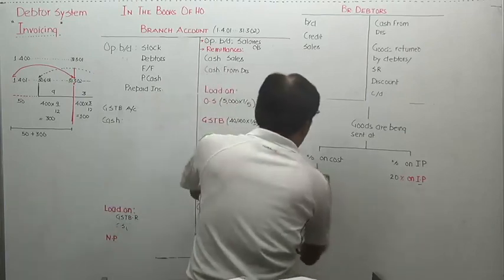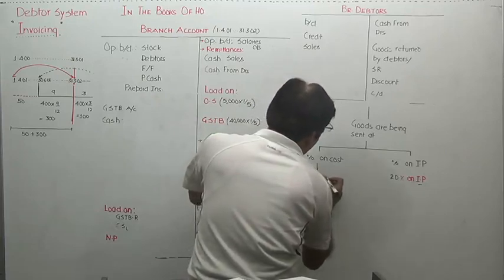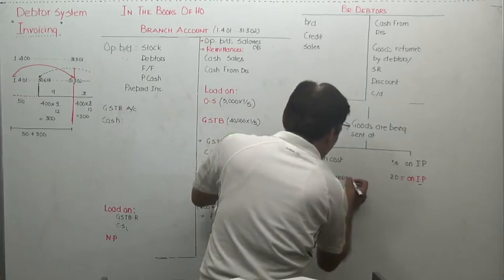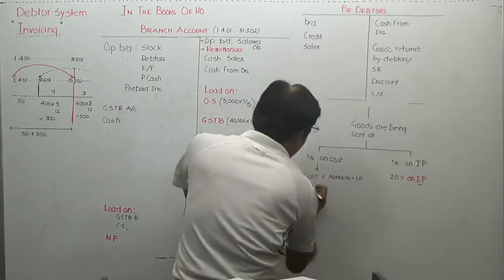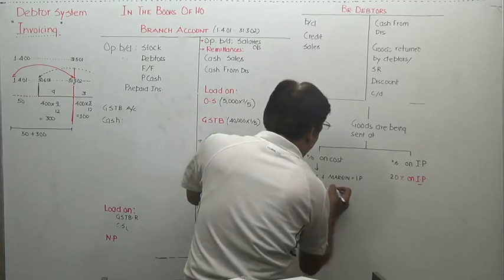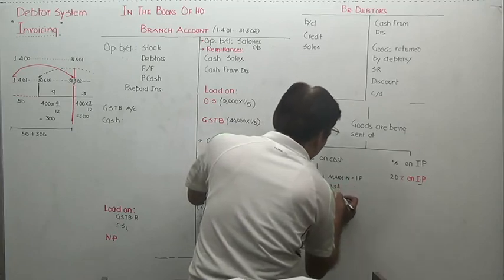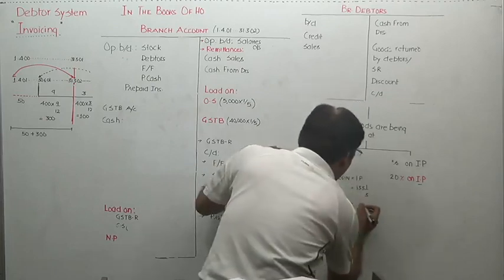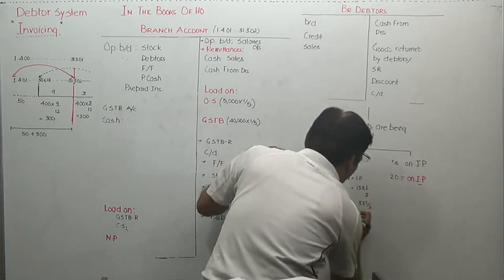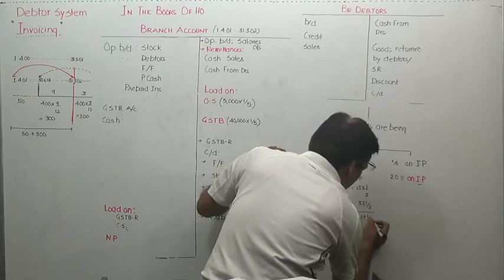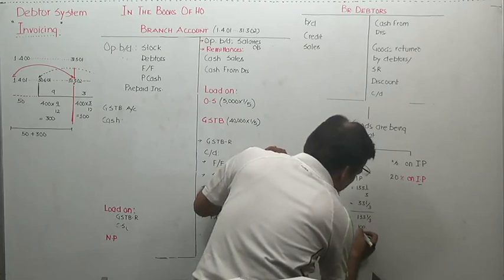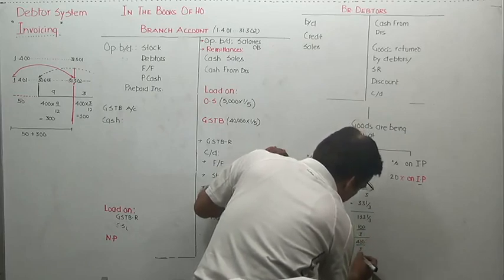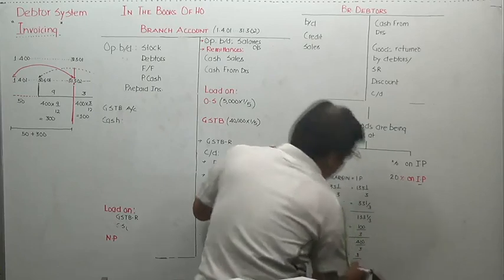Now, since the rate has been given on cost, I will have to frame the equation: cost plus margin is equal to invoice price. Rate is given on cost, so you will presume cost 100, margin is 33 1/3, and invoice price will be 133 1/3. So now you can compute the rate: margin is 33 1/3, invoice price is 133 1/3. You will solve it further, you will get 100/3 divided by 400/3, so ultimately it will be equal to 1/4. Is it clear to you? Ultimately it will be equal to 1/4.